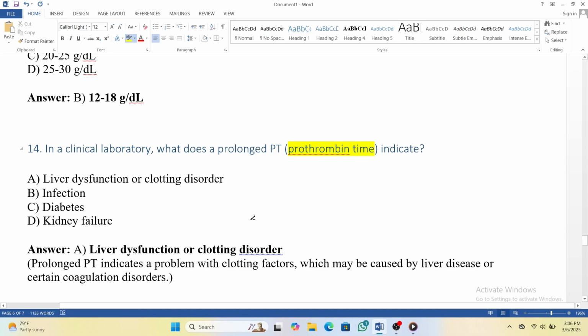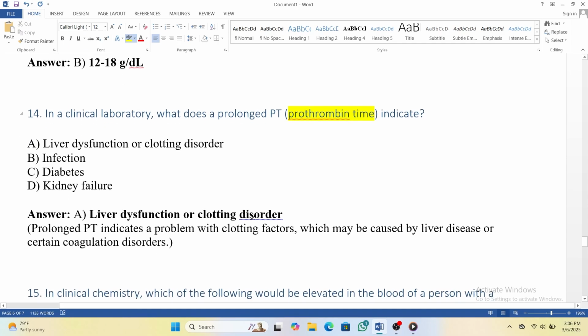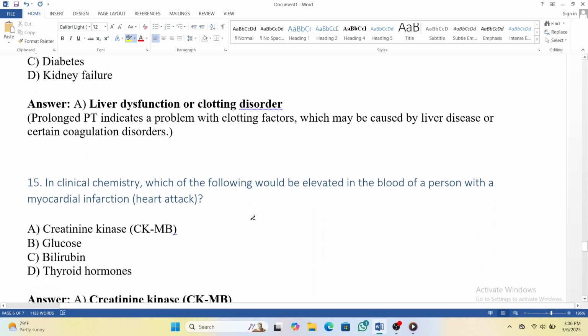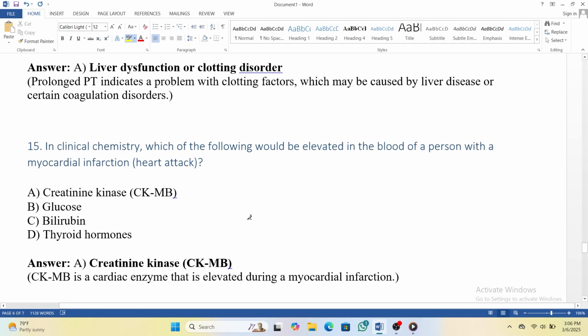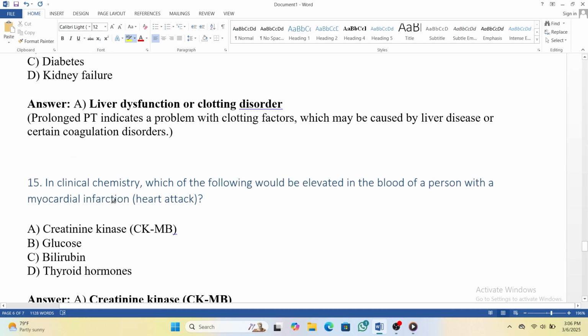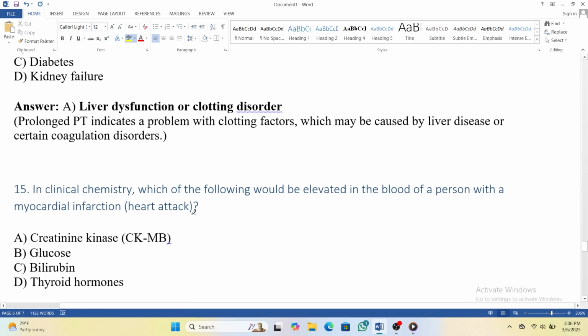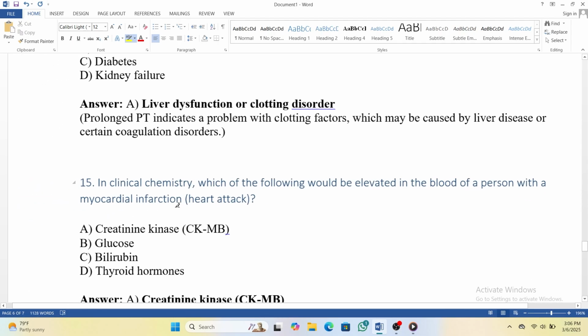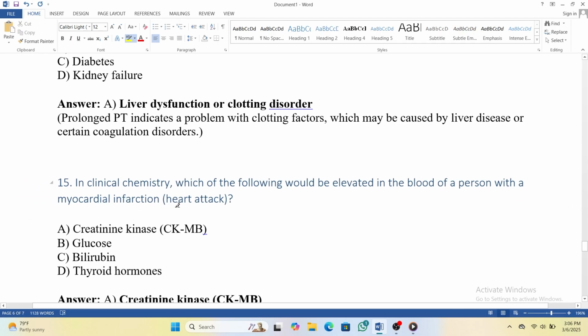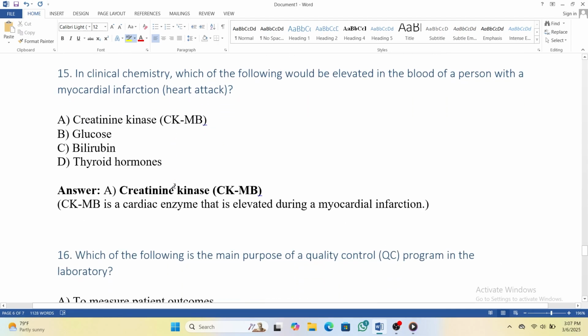15. In clinical chemistry, which of the following would be elevated in the blood of a person with a myocardial infarction, heart attack? A. Creatine kinase, CK-MB. B. Glucose. C. Bilirubin. D. Thyroid hormones. Answer: A. Creatine kinase, CK-MB. CK-MB is a cardiac enzyme that is elevated during a myocardial infarction.